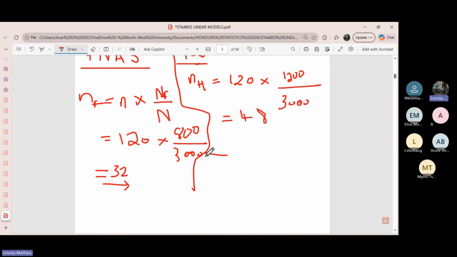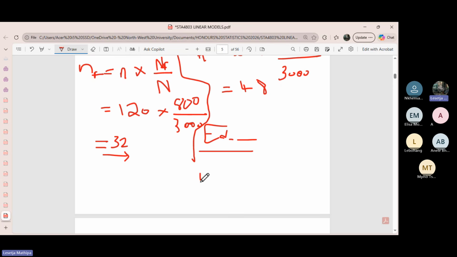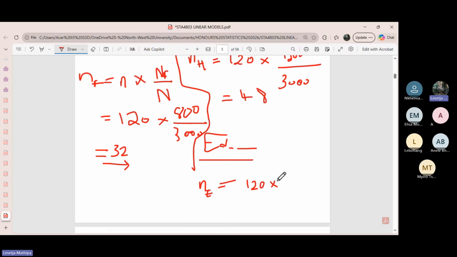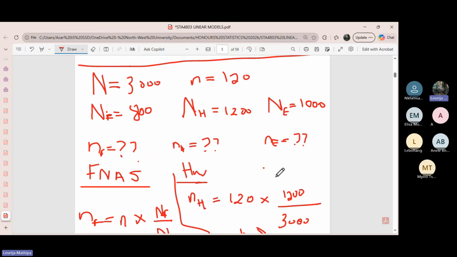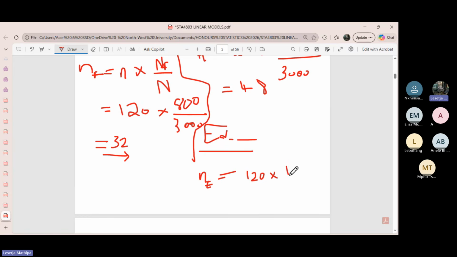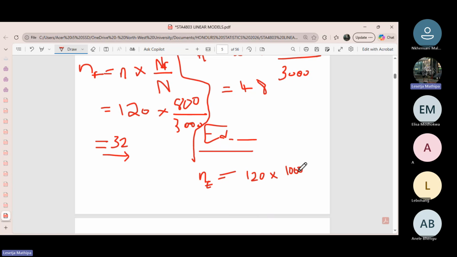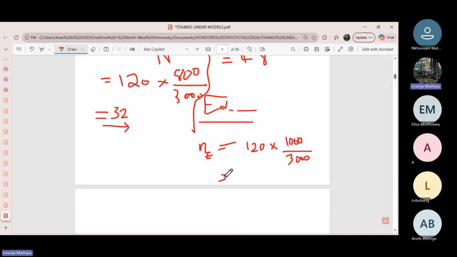So now we move to education. NE is equal to 120 multiplied by 1,000, divided by 3,000. And then NE will be equal to 40.